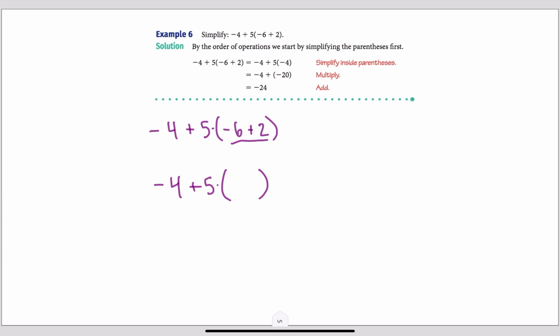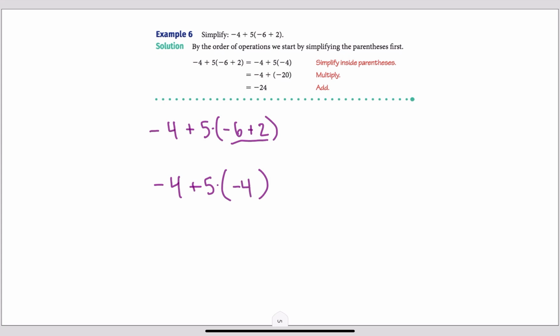Negative 6 plus 2. So now we have to go back to our knowledge of integers from 2.2 and say negative 6 plus 2. So if I owe $6 and then I make a $2 deposit, I'd only owe $4. Okay, that makes sense.